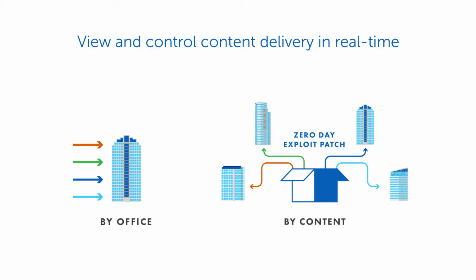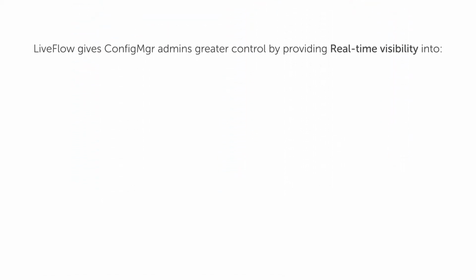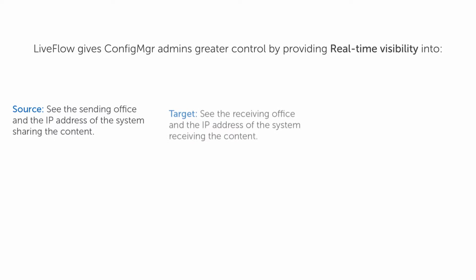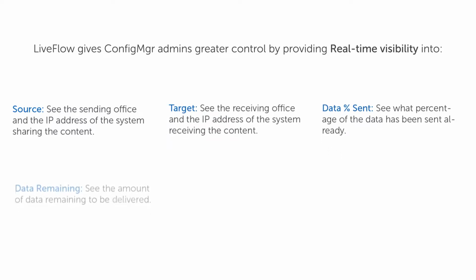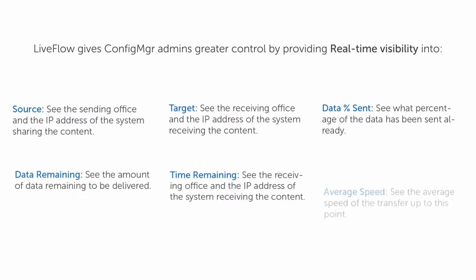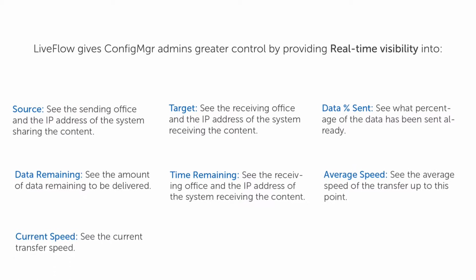LiveFlow shows you all content transfers worldwide, by office or by content. For example, you can pick the Paris office and see all transfers going to it, or pick a package, such as a zero-day exploit patch, and see where it's transferring worldwide. For each activity, LiveFlow gives admins real-time visibility into the source IP address sending the content, the target IP address receiving the content, the percentage of data sent, the data that's remaining to be sent, the time remaining for the transfer to complete, the average speed of the transfer, as well as the current speed.